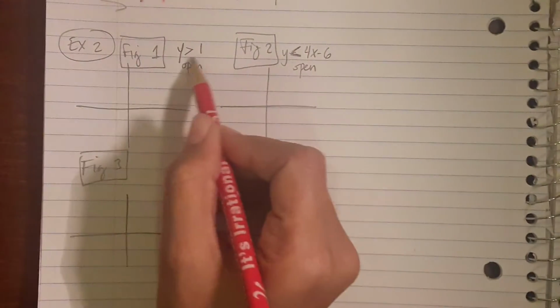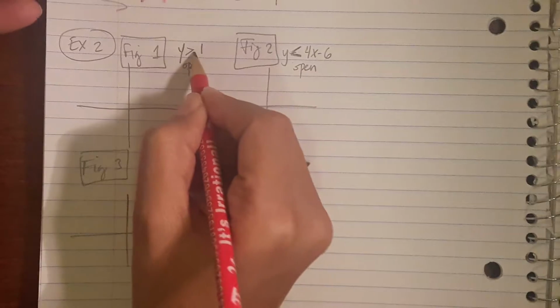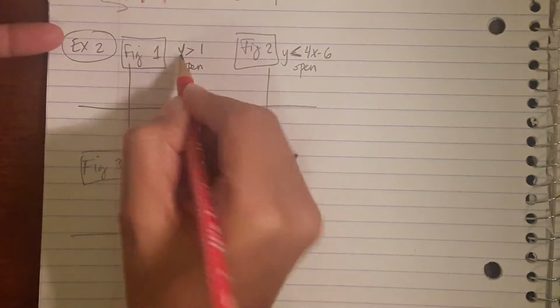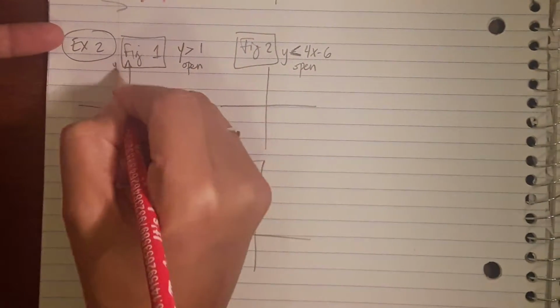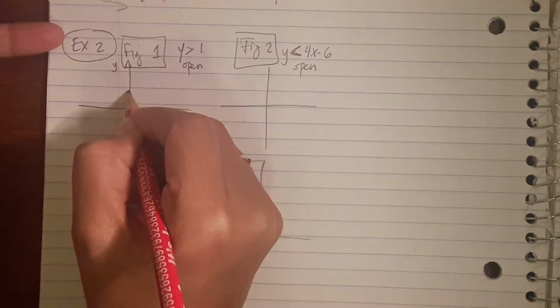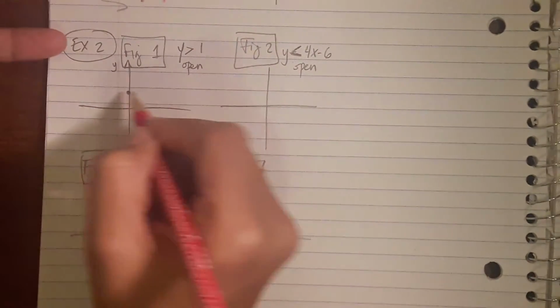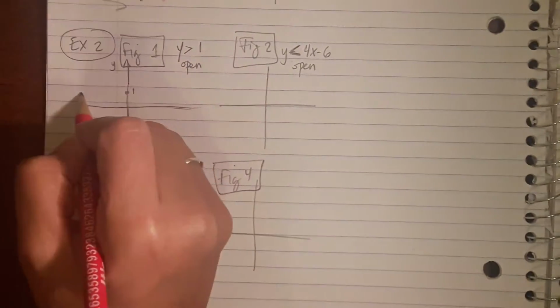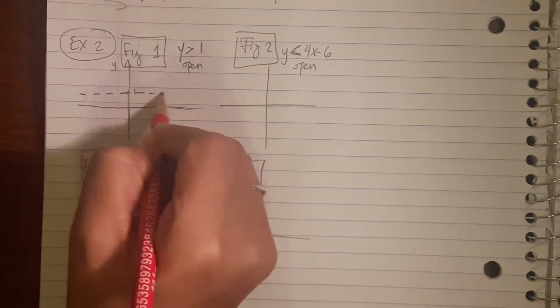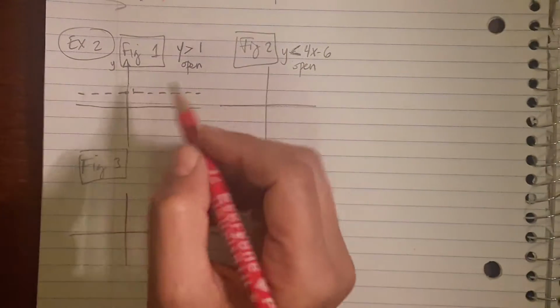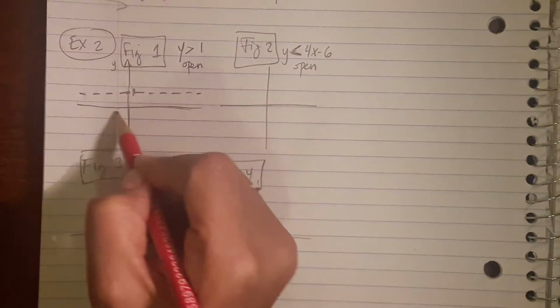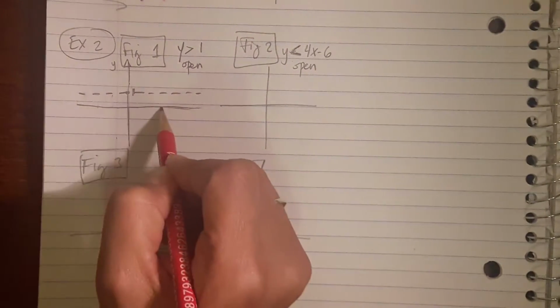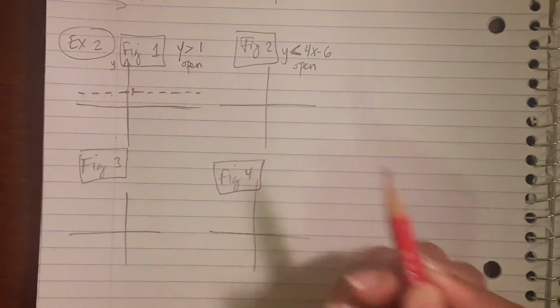All right, so sketch line 1, sketch line 2. Sketching line 1: y is bigger than 1. So this is y, so you go to the y axis and go to 1. Is it a horizontal or vertical line? It's horizontal. Open means it's dotted. It doesn't have to be straight, you need just a rough sketch, because remember, no matter what the x value is, y is always 1.